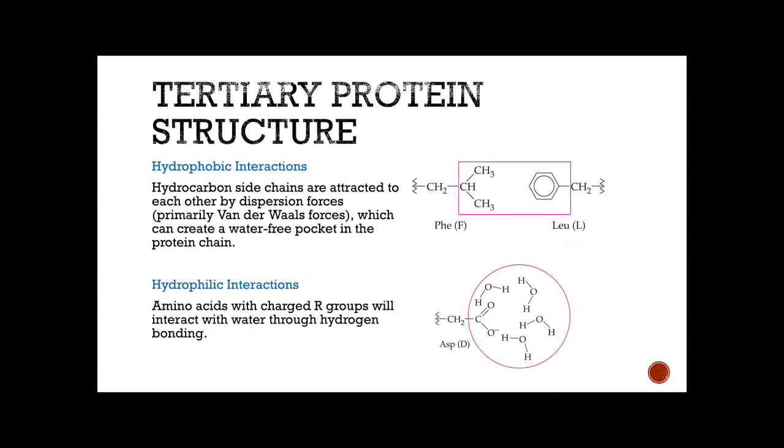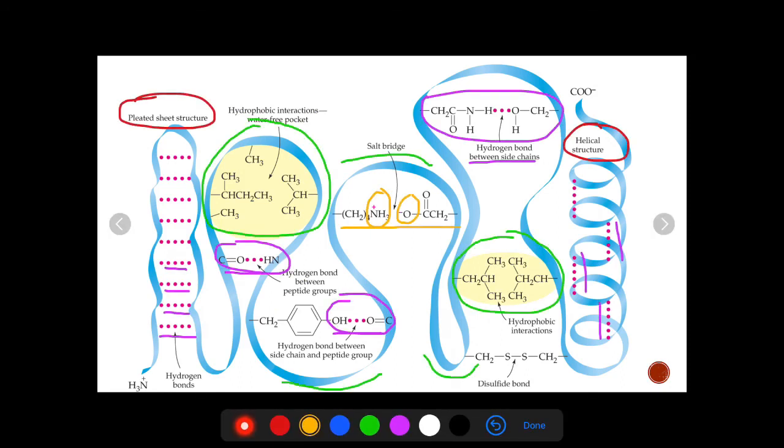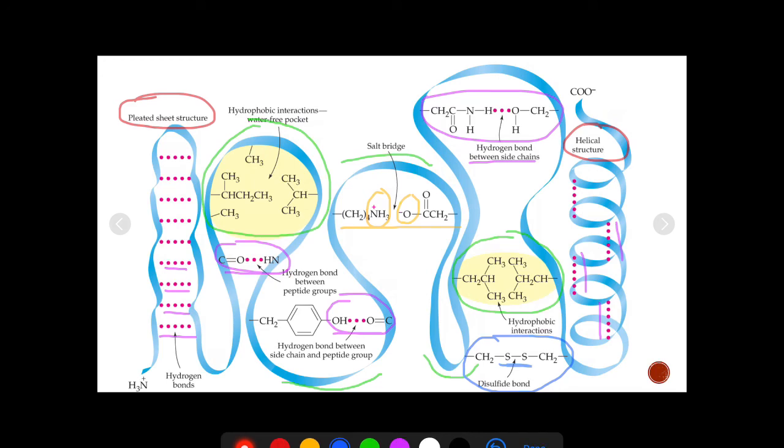So let's go back to our picture here. Okay, so we have one right here. Running out of colors. We'll do blue. So this is the disulfide bond down here. You can see that sulfur right there. Okay, so all of these interactions are taking place, and all of them are specific based on what amino acids are within the peptide chain. It determines what interactions are going to take place, what the tertiary structure is going to look like.